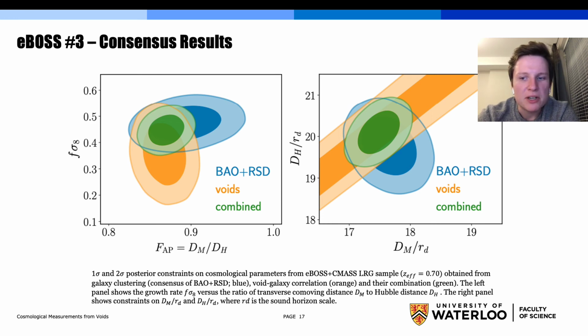So we can see that voids have a much higher precision in measuring the Alcock-Paczyński parameter, and the parameter constraints are mostly orthogonal to those from galaxy clustering. This means that there is a huge gain of information to be had by combining BAO, RSD, and voids together. And combining these techniques together will produce the most accurate parameter estimates possible from these galaxy surveys.